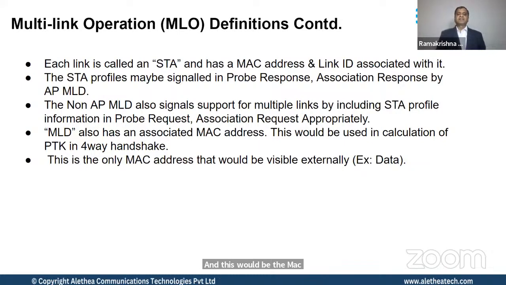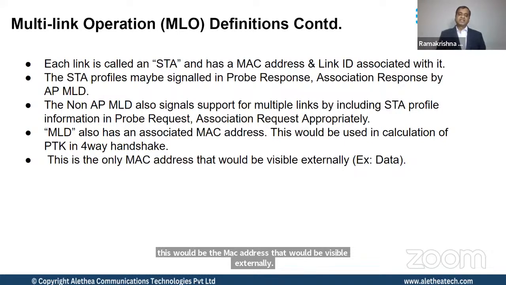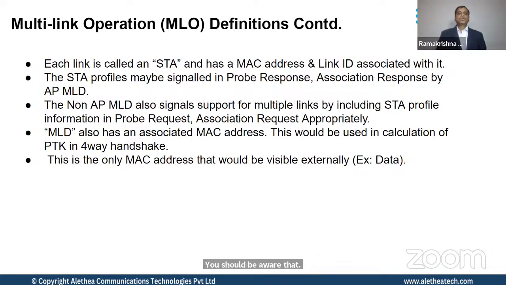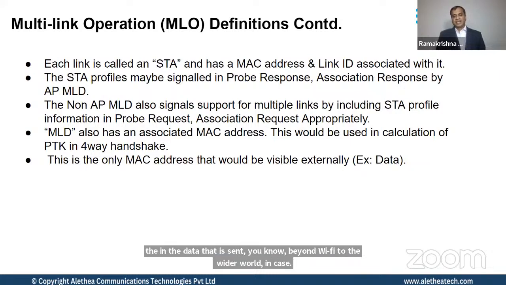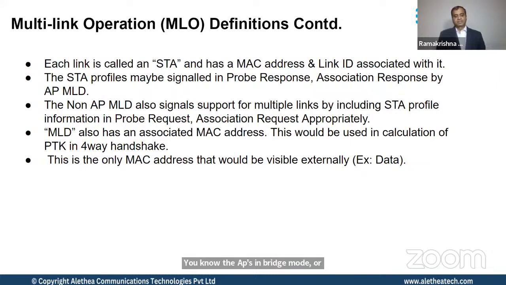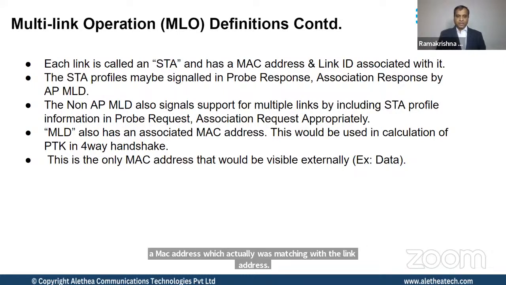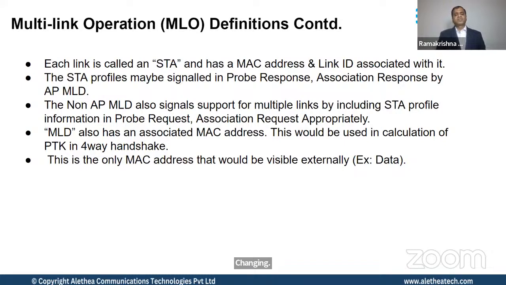You should be aware that traditionally we had the same MAC address that is used on the Wi-Fi link and in the data that is sent beyond Wi-Fi to the wider world, in case the AP is in bridge mode or the client is sending some data. So the client has a MAC address which actually was matching with the link address. Now this is actually changing. So what are the effects of this?